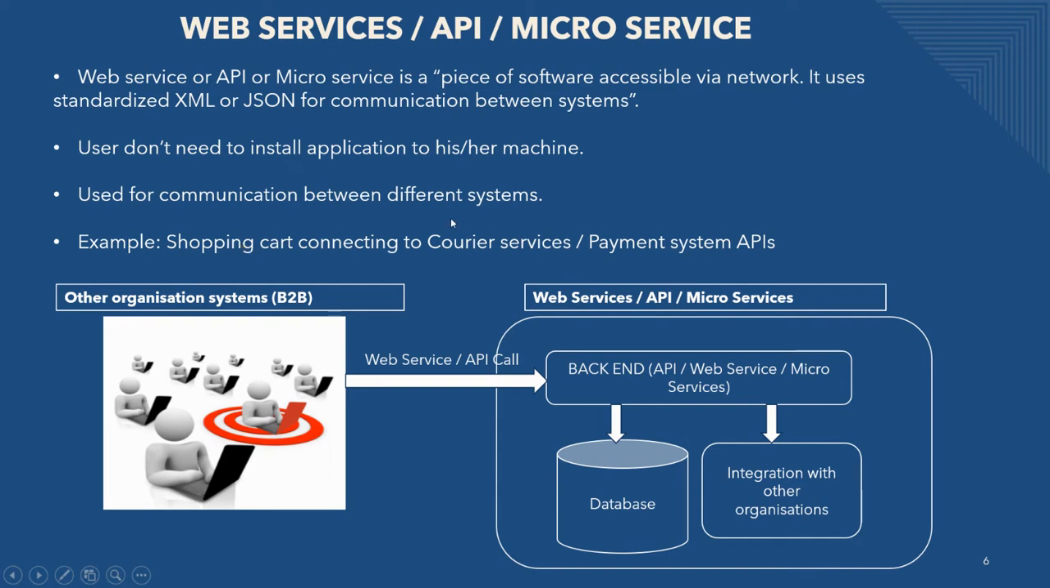So here you go, that's it for web services. Another example is a shopping cart website or anything like it, which can integrate with other systems. Even this integration is also an example of a web service, API, or microservice: one backend system calling another backend system. These could be microservices, APIs, or web services.